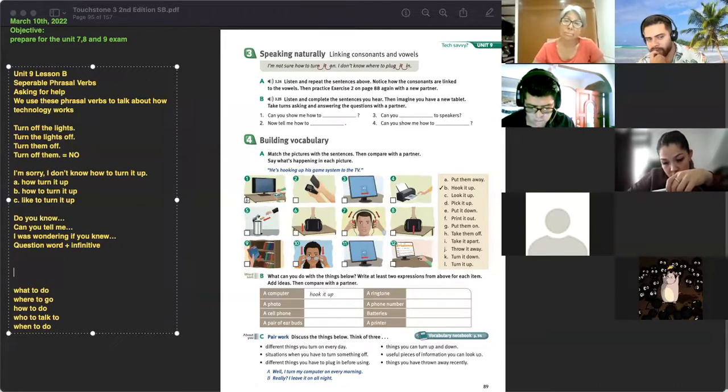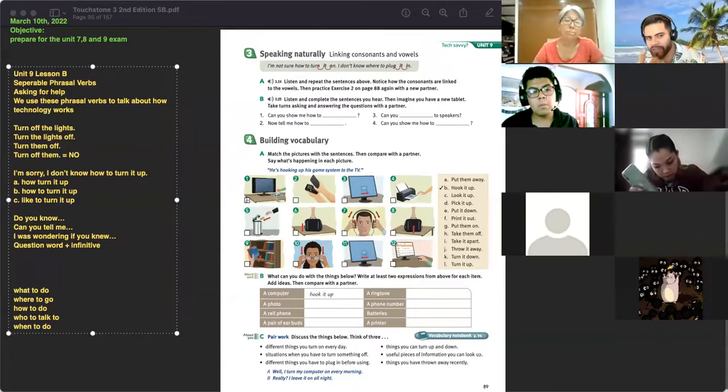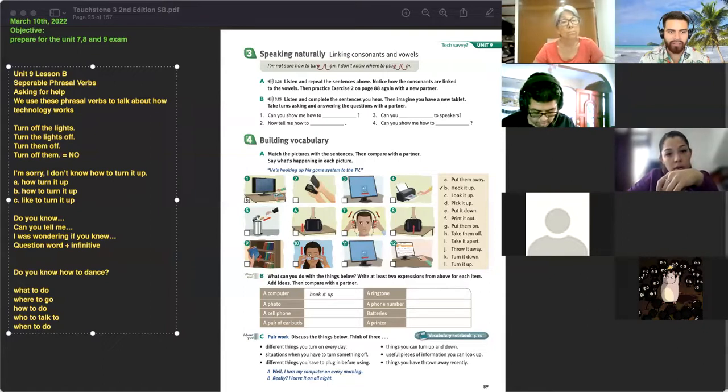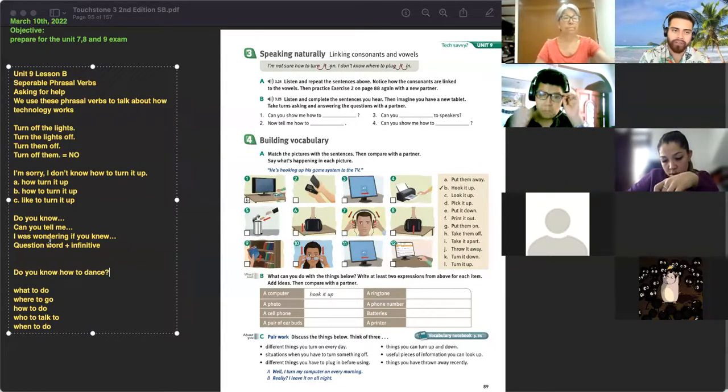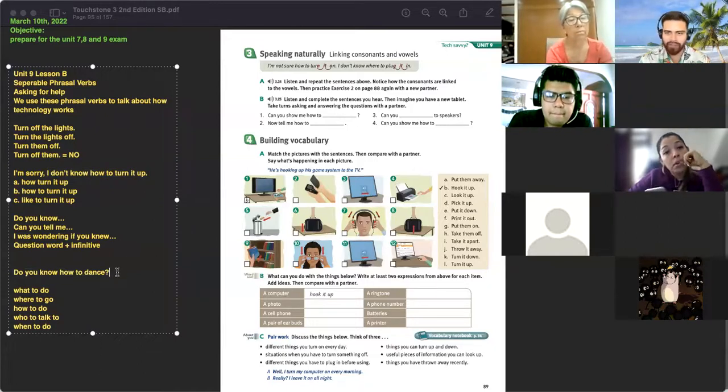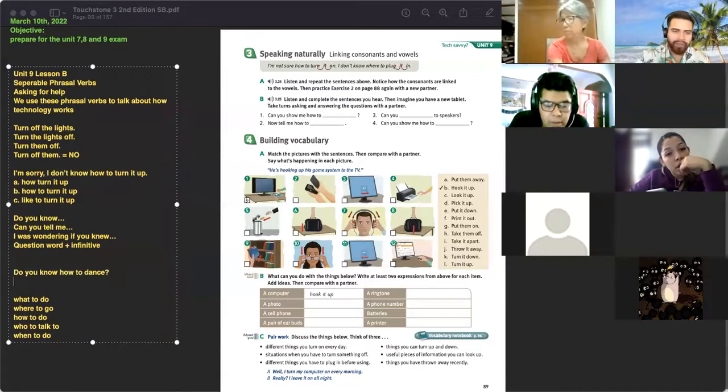So, Rociel, if I want to ask you, ¿sabes cómo bailar? How do I say that in English? Do you know how to dance? How to dance. Pero pregunté fue por la respuesta de I'm sorry, I don't know how to turn it up. Yeah, it's the same. It's an indirect question. You know, do you know how to dance? It's indirect. Ah, yeah. And this is indirect too. Okay, okay. Thank you, teacher. You're welcome.